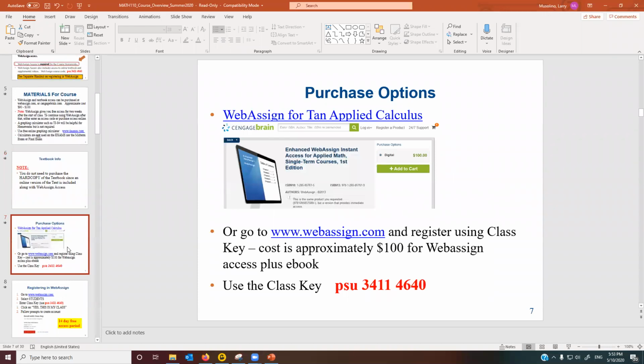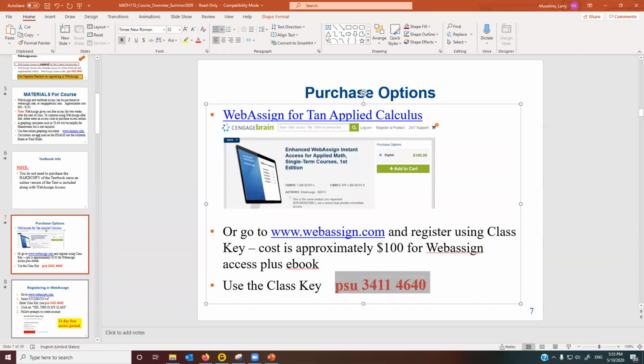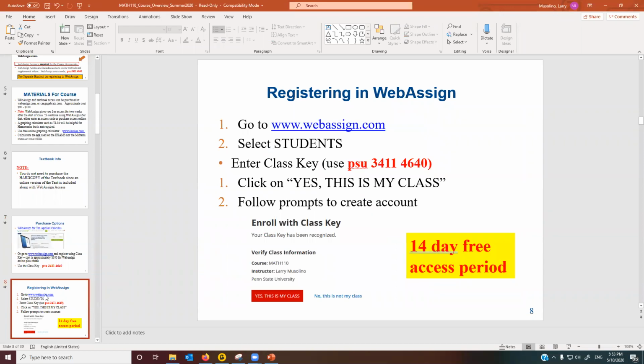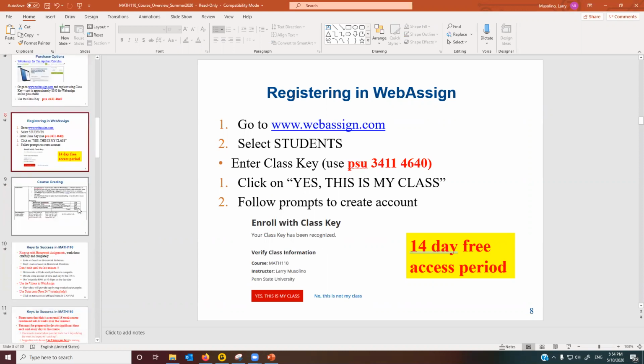Okay? You can either go to webassign.com or you can go to the Cengage Brain website to sign up. Probably easiest just to go to webassign.com. Again, you'll need this course code. It should be about $100. Here are the step-by-step instructions of registering in WebAssign.